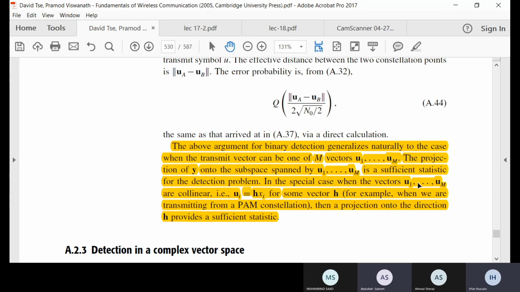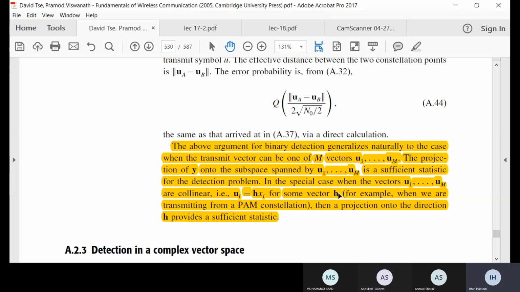In case of PAM, all these UMs are actually in the same direction because in PAM all the symbols are in a straight line. So these are in a single direction of H. So then no problem. This H is sufficient because you have only one vector, and all the other vectors lie in this same vector. So this is sufficient for projecting. You can just project Y directly onto H. So you can project directly onto the direction of H because all the vectors lie on this H.